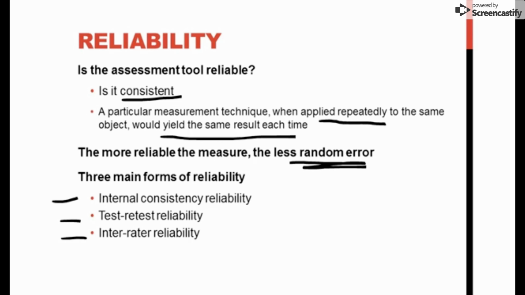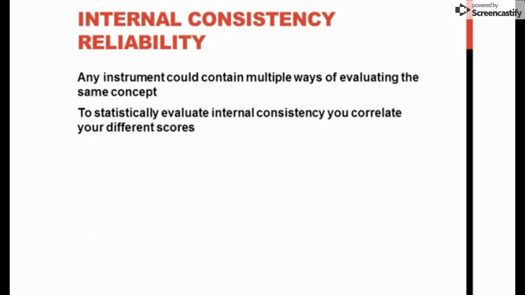Let's start with internal consistency reliability. Internal consistency reliability is where we have our instrument and we could possibly be measuring it multiple ways. But when we measure it, we're looking to see, is it internally consistent when we have multiple scores?